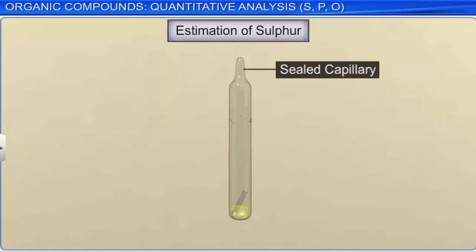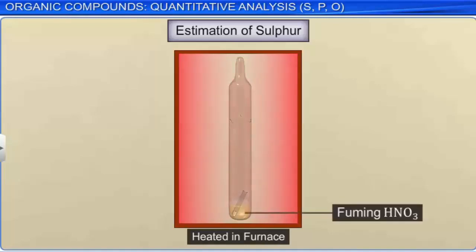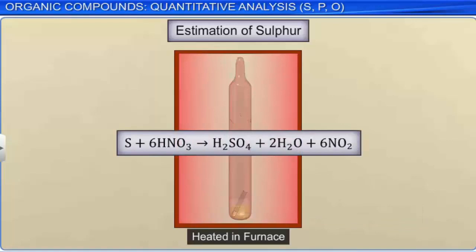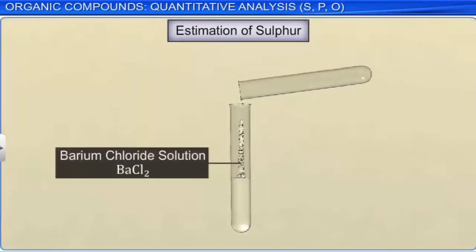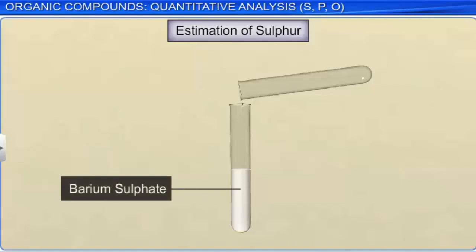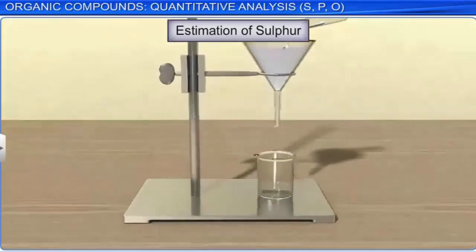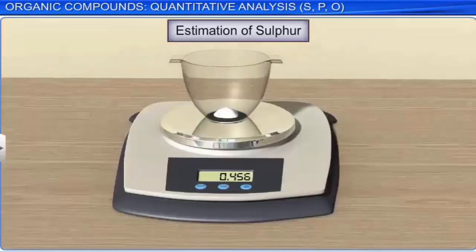To estimate sulfur present in the given organic compound, a known mass of the organic compound is taken in a Carius tube and heated with sodium peroxide or fuming nitric acid. The sulfur present in the compound is oxidized to sulfuric acid. The acid is cooled and treated with excess of aqueous barium chloride solution. It gives a precipitate of barium sulfate. This precipitate is filtered, washed, dried, and then weighed for analysis. The percentage of sulfur can be calculated from the mass of barium sulfate.